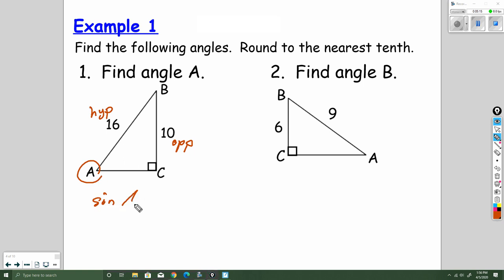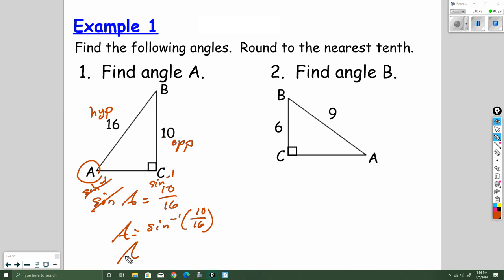So sine of A equals 10 over 16. This is the same thing that we talked about when we talked about SOHCAHTOA. So we already have these skills to set this up. The only new addition is actually finding A. So we take inverse sine of both sides, and that gets rid of sine. So really, A is just inverse sine of 10/16. And then we could just type that in our calculator. As long as you got that set to degrees, then you're all good. We're going to round to the nearest tenth, and that's 38.7 degrees.